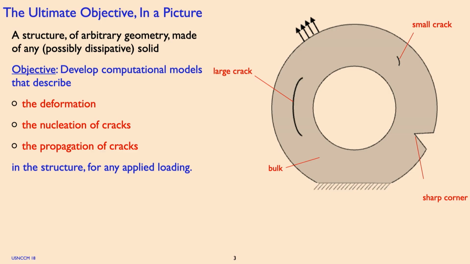Right, so in general, we have a structure with some arbitrary geometry. It can have some pre-existing cracks, both large and small, can have some sharp corners, subjected to load. And what we want is that those equations describe the deformation of the object, the nucleation of cracks, and the propagation of cracks in the structure for any applied loading, right? And so that's our business. This is computational fracture mechanics in a nutshell.